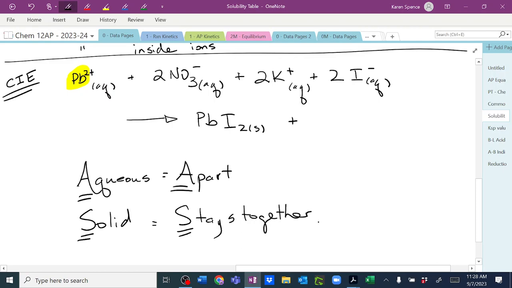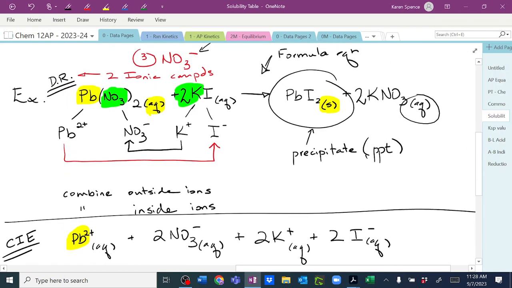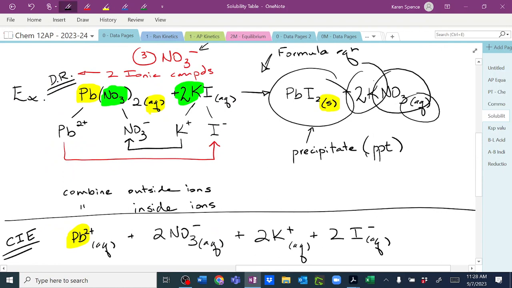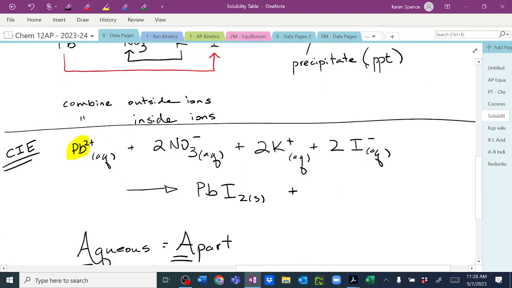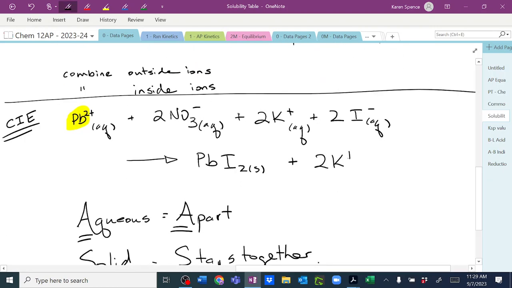Okay? All right, and then we have our 2K plus and our 2NO3 minus. Don't forget the coefficient applies to both ions. So we have 2K plus and we have 2NO3 minus, and I need aqueous, and I need aqueous. That is our complete ionic equation.